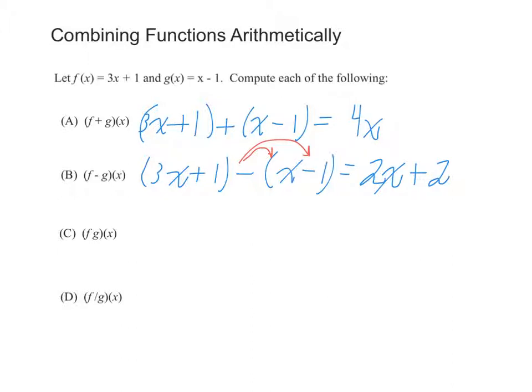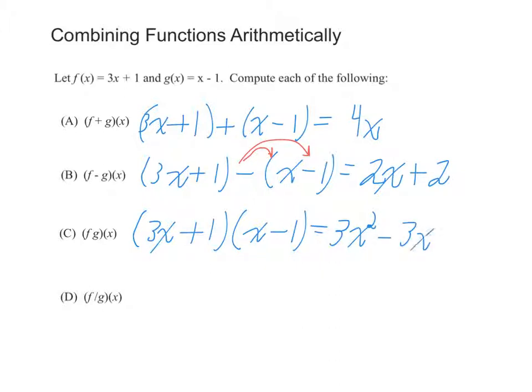For multiplication, we'll take both of the terms and multiply them. 3x plus 1 times x minus 1. This will require multiplication or FOIL. So I'll have 4 different terms to distribute. First, outside, inside, and last. You should simplify as much as possible. So for this one, we'll leave it as 3x squared minus 2x minus 1.